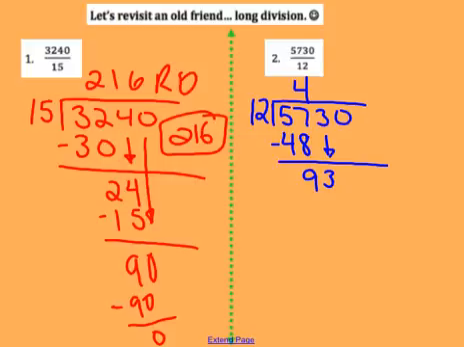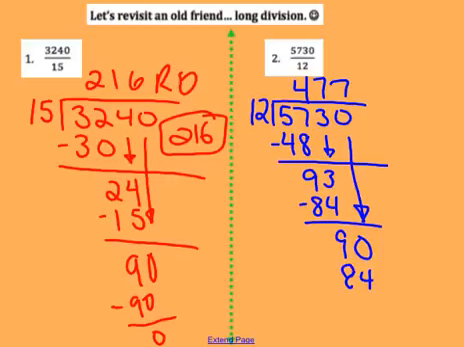I would have got 108. That doesn't work. I would have tried 8 then. I would have got 96. That doesn't work. So the biggest number is actually 7, because 7 times 12 is 84. So I'm going to have a 9 left. But this actually works twice in a row, because 84 is going to be the only thing that goes into 90. Now I have a remainder of 6.